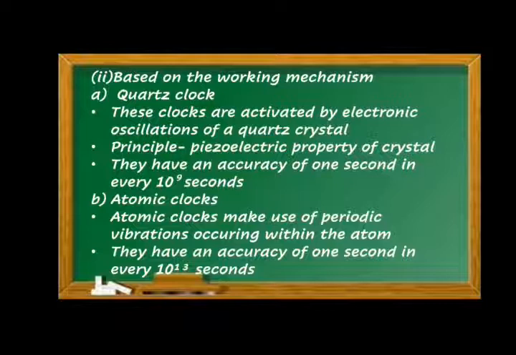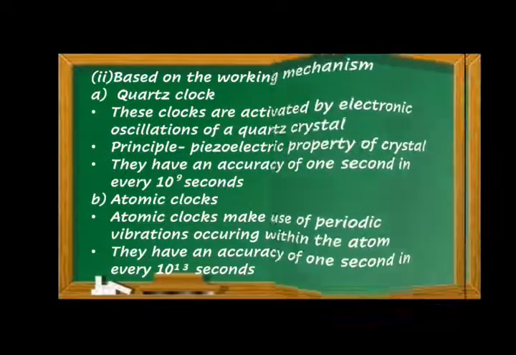Based on the working mechanism, quartz clocks and atomic clocks. Quartz clocks are activated by electronic oscillations of a quartz crystal. The principle of the quartz clock is the piezoelectric property of a crystal. They have an accuracy of 1 second in 10^9 seconds. Atomic clocks are the most perfect clocks in the world. Atomic clocks make use of the periodic vibrations occurring within the atom. They have an accuracy of 1 second in every 10^13 seconds.